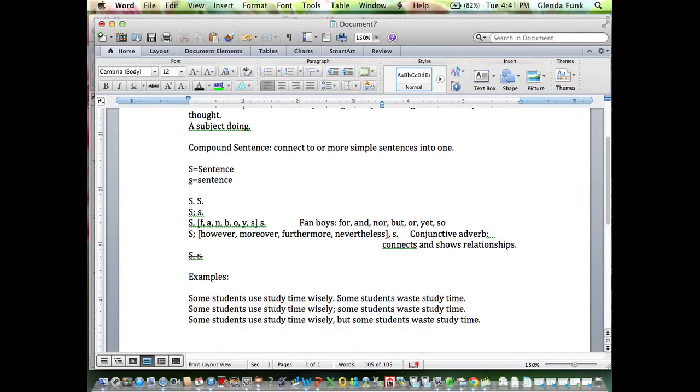And then finally, I show them with a conjunctive adverb. Some students use study time wisely. However, comma, some students waste study time. When I'm talking to my students, I tell them that the reason we put the comma after however is because we don't have to have that conjunctive adverb in the sentence.